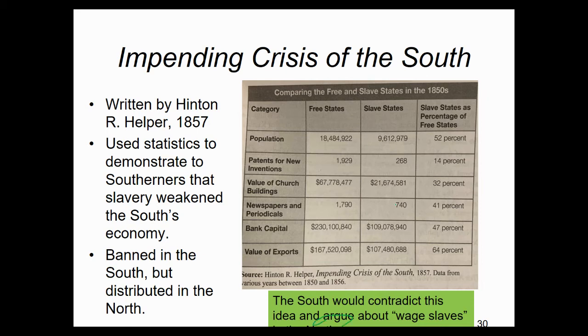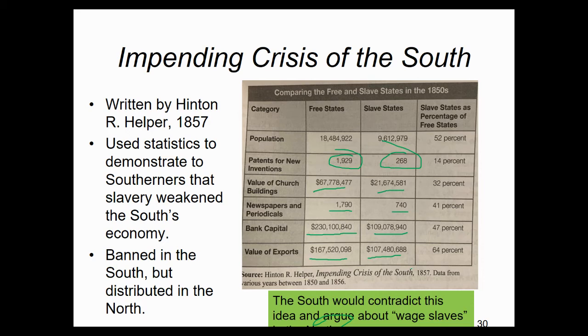In the South, we can see there's significantly fewer patents versus the North, like new inventions. There's more value in the churches in the North versus the South. We see more papers and periodicals and journals. There's more money in the banks in the North versus the South. And the overall exporting value is greater in the North than in the South. And once again, they're kind of disrespecting the South. Now, the South will ban this book and say, you don't know what you're talking about.